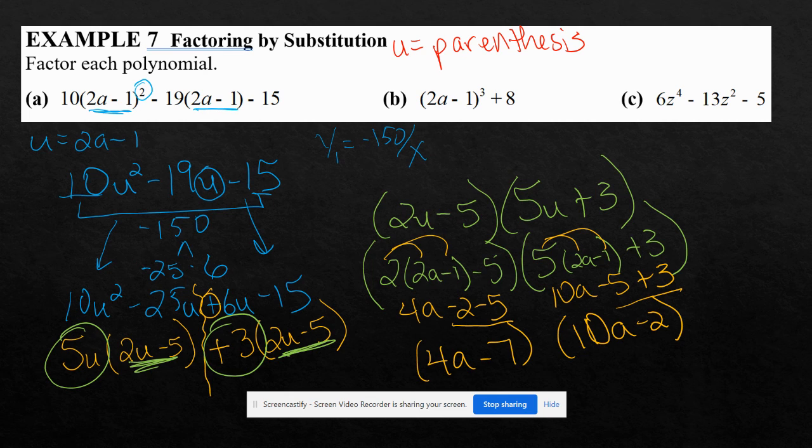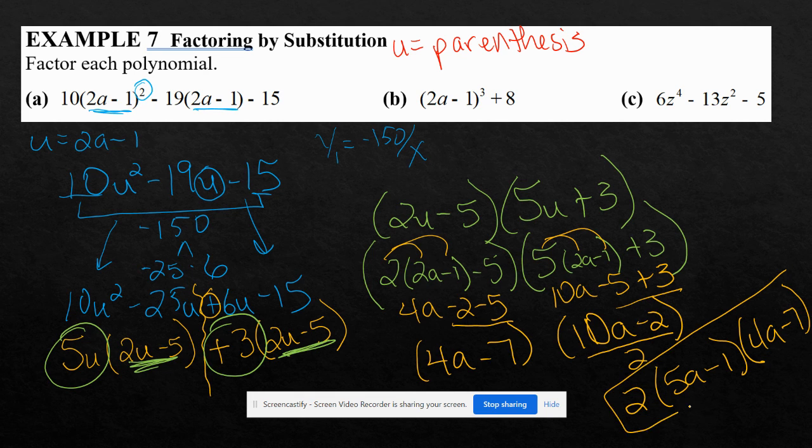Well, I notice that this one has a GCF of 2 still. So we need to pull that out because remember, our final answer should have no common factors in the parentheses. So we're pulling out a 2, and we have 5a minus 1, and then we have the 4a minus 7. And so this is the answer of letter A, factored.